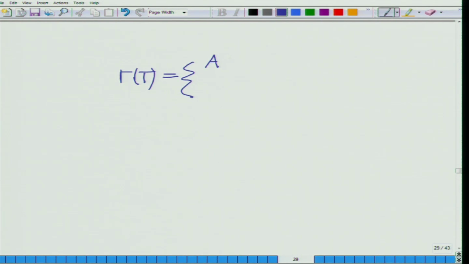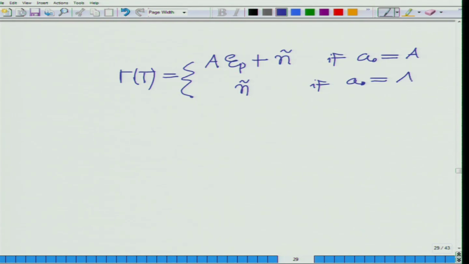R of T is either A E_P plus N tilde if A naught equals A, or simply N tilde if A naught equals 0. And we have said in this scenario R of T equals A E_P plus N tilde.